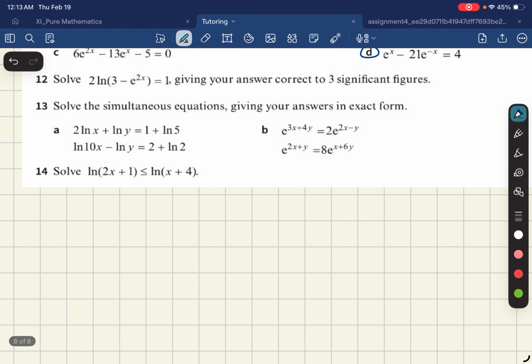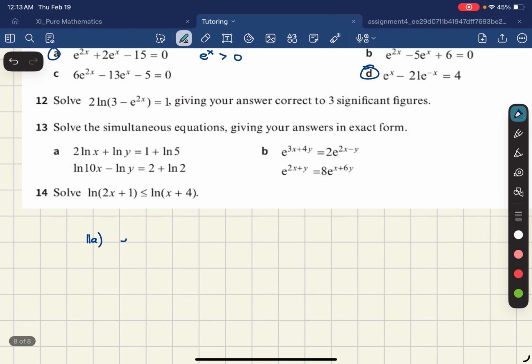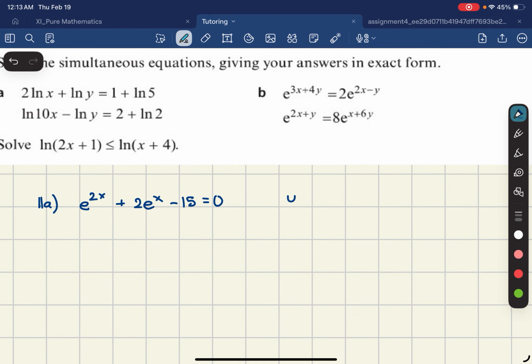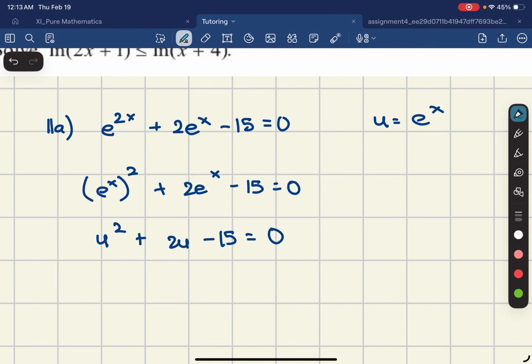So 11a, and I'm only solving 11a and d, says e to the power 2x plus 2e to the power x minus 15 is equal to 0. So if I say that u is e to the power x, then the first term is just e to the power x squared, plus 2e to the power x minus 15 equals 0. So I have u squared plus 2u minus 15 is equal to 0.